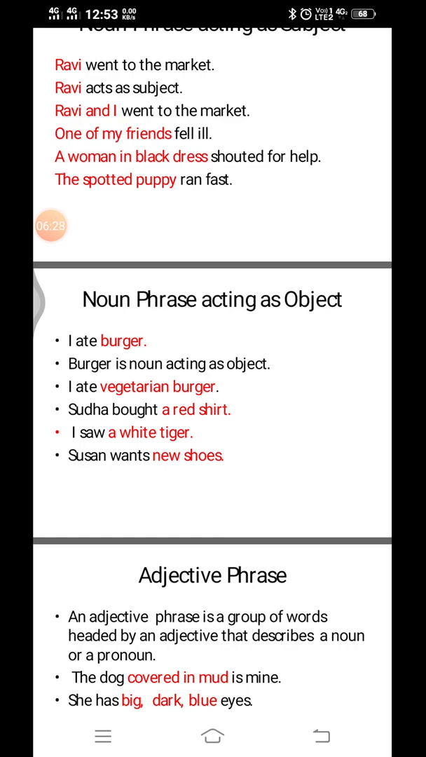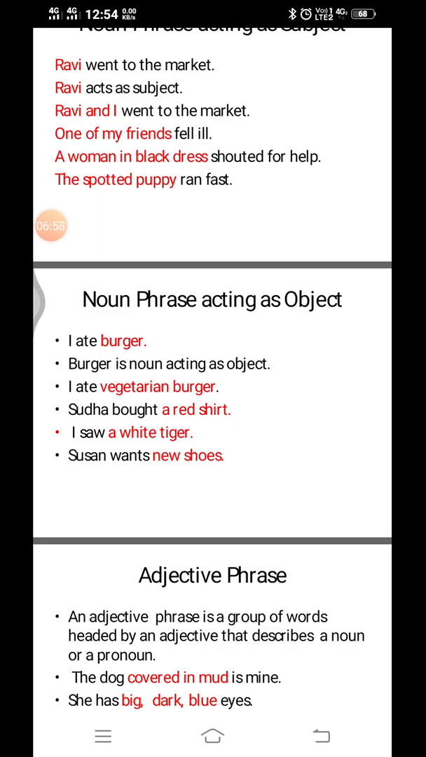Now, we are going to look out for noun phrase. I ate vegetarian burger. Now, ate what? Vegetarian burger. Vegetarian burger is acting as a noun phrase here. So, this is how a noun phrase acts as an object. Whenever we have to look out for an object, we will be asking the verb the question what. In case we get an answer to what, that will be a direct object.